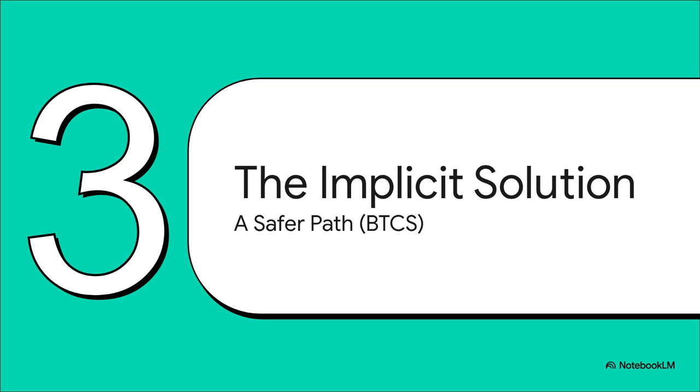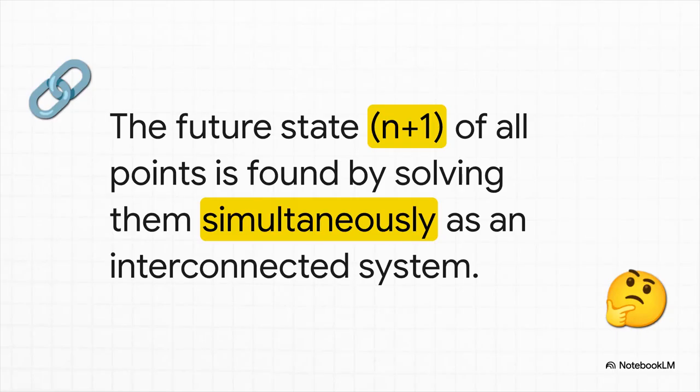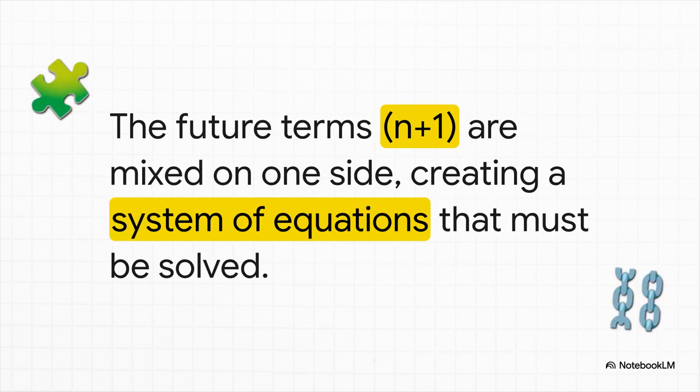Well, that brings us to the implicit solution. We'll call it BTCS, and it offers a much, much safer way forward. You see, the implicit method has a totally different philosophy. It says, hey, wait a minute, the future of any one point actually depends on the future of its neighbors. It gets that you can't just figure out each point on its own. Instead, it builds this big, interconnected system of equations and solves for the future of all the points at the same time. And you can see that difference right here in the formula.